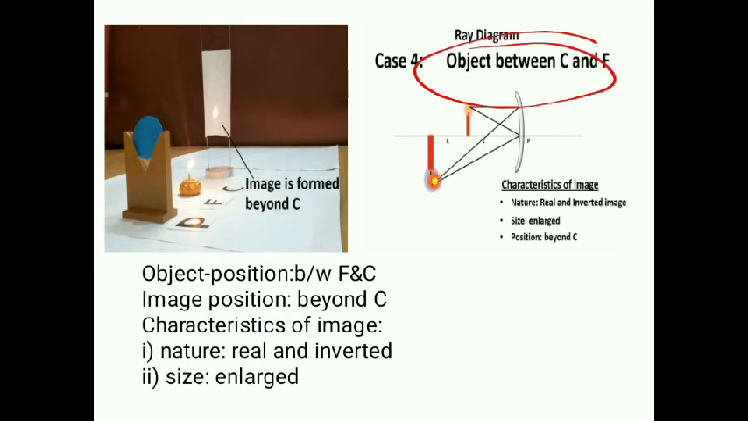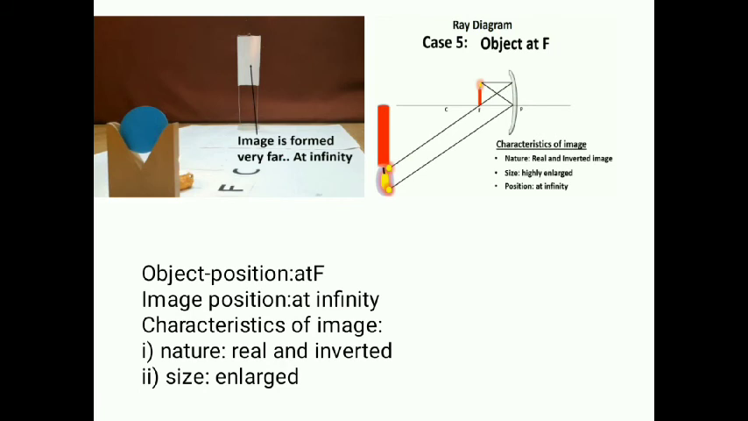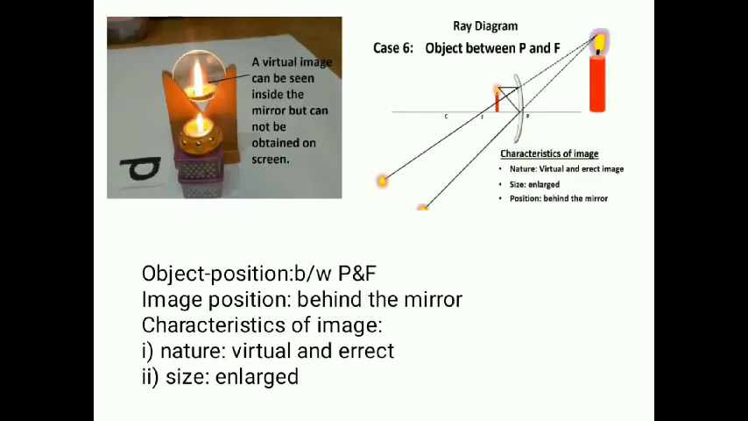When object is in between focal point and center of curvature, we get the image beyond C and it is a real image, inverted image and enlarged image. When object is at focal point, we get the image at far distance or at infinity. It is a real image, inverted image and highly enlarged image.